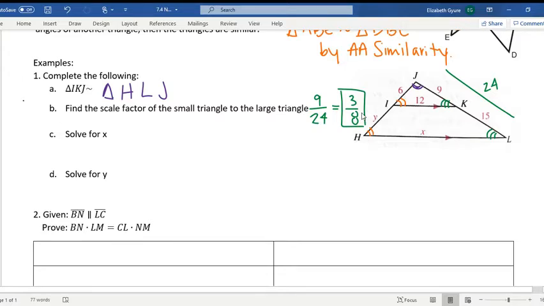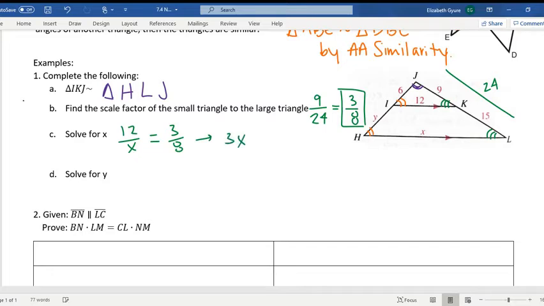So first, let's solve for x. So x corresponds with 12. And since our scale factor, we went from the small triangle to the large triangle, I'm going to set up a ratio, or a proportion, I'm sorry, to solve this, where we do 12 to x equals 3 to 8. Apply your means extremes theorem. We're going to get 3x equals 96, and x would equal 32.